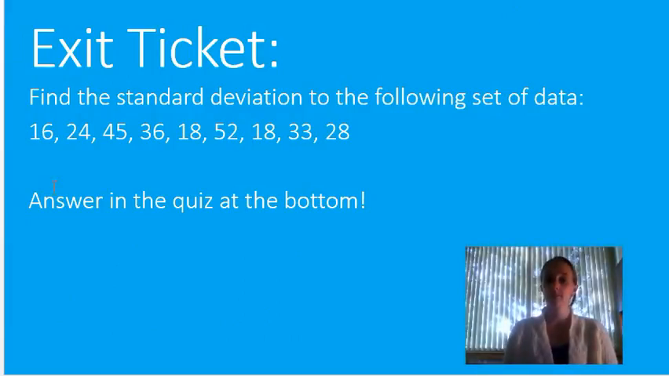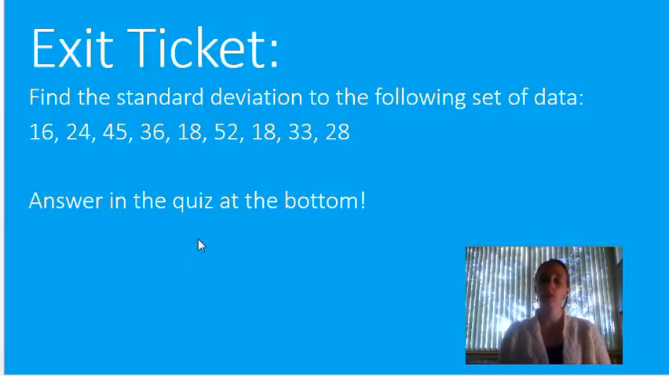Your exit ticket for today is find the standard deviation to the following set of data: 16, 24, 45, 36, 18, 52, 18, 33, and 28. If you need to, go back and look at the steps and write those down if you don't already have them in your notes. Then go from there. The answers in the quiz at the bottom. Good luck and complete your homework, please.